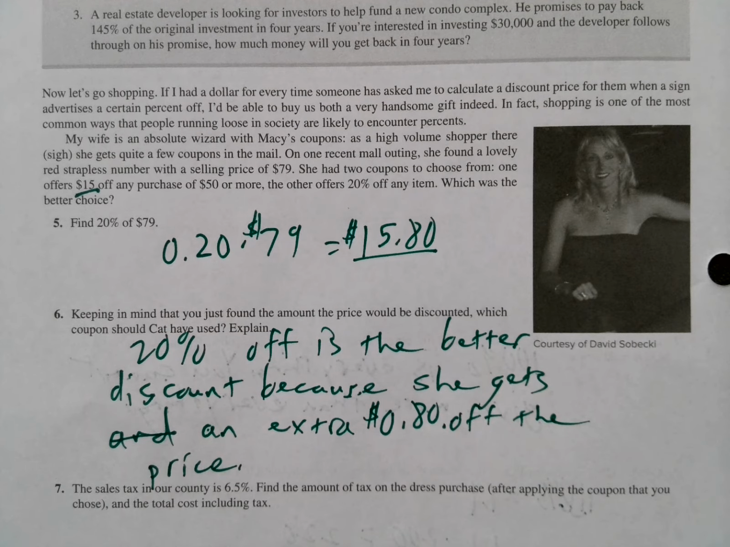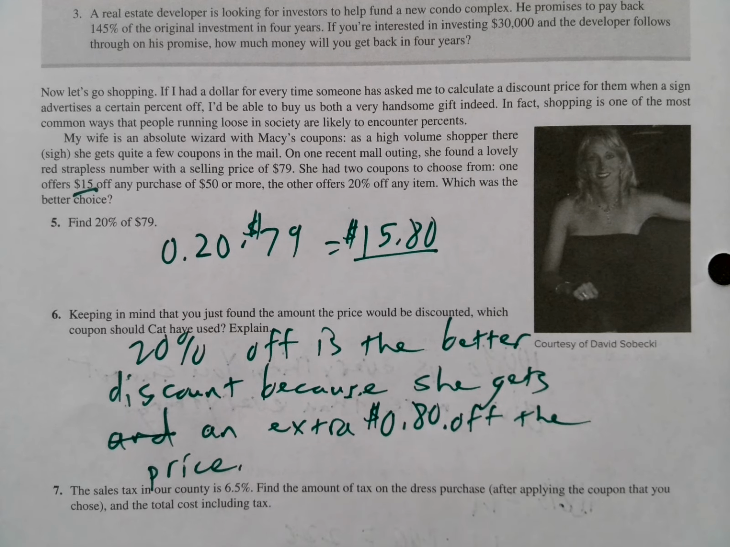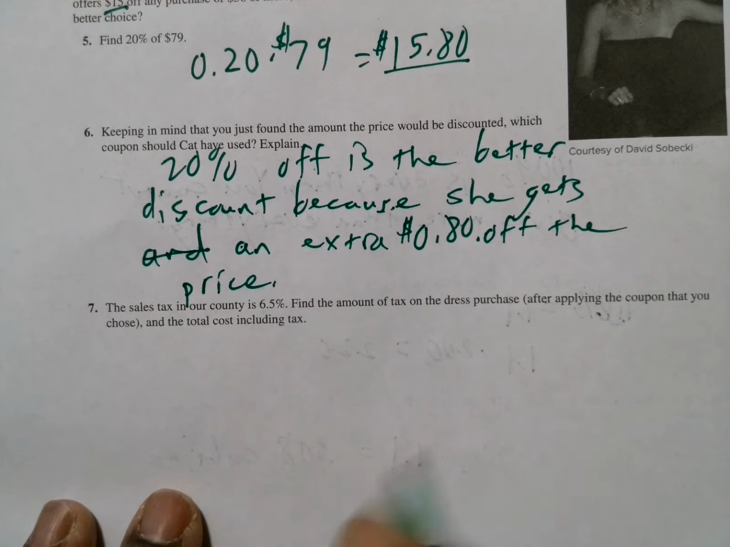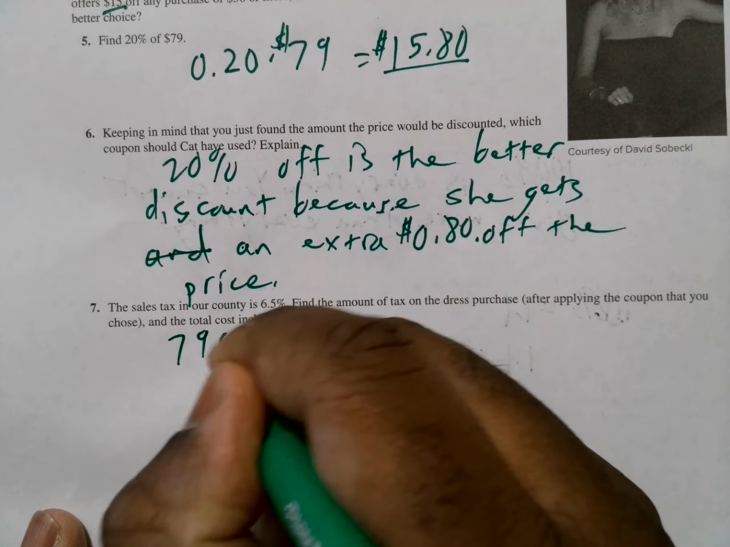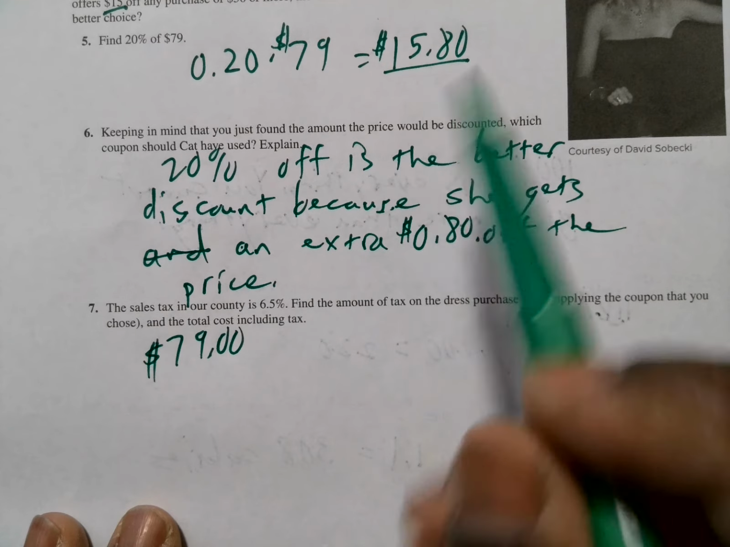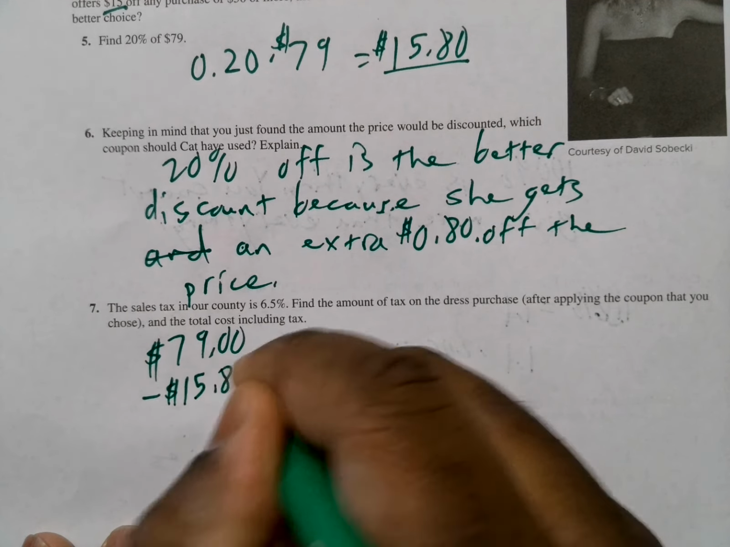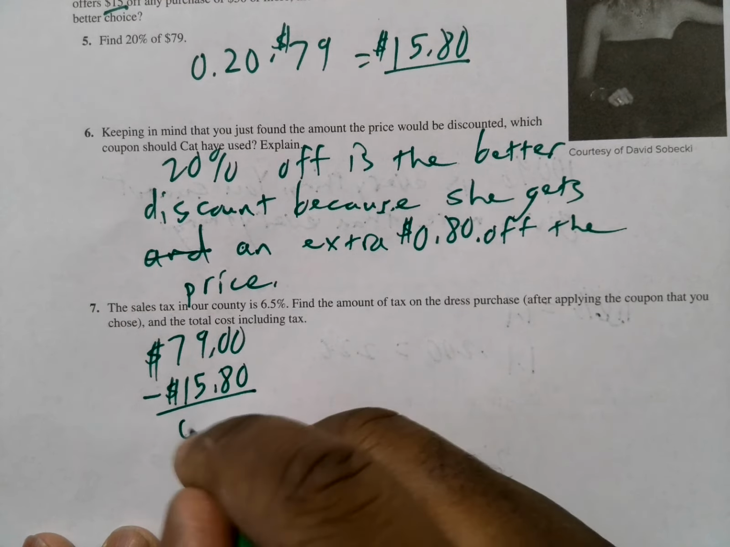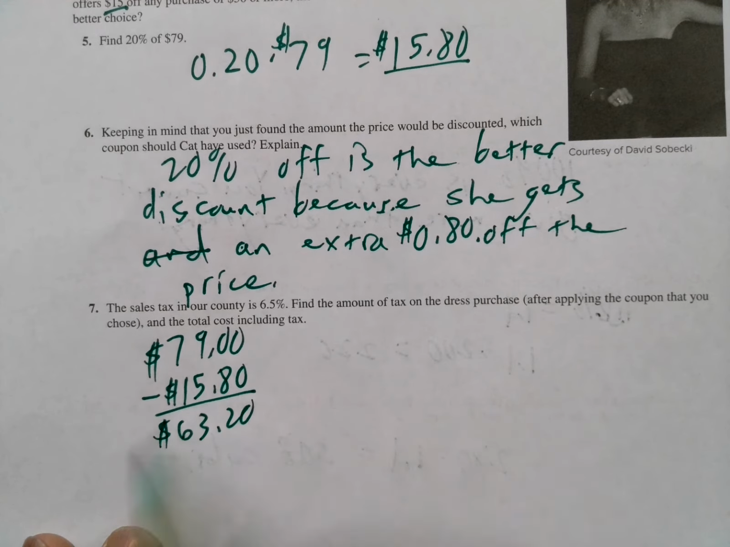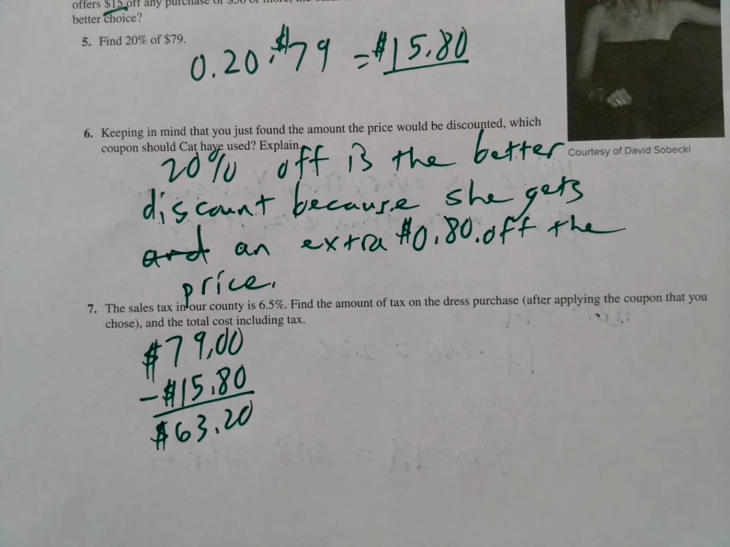Okay, number 7. The sales tax in our country is 6.5%. Find the amount of tax on the dress purchased after applying the coupon that you chose and the total cost including tax. Okay, now, with number 7, first thing we would do is take our $79 and subtract our discount. We chose the 20% off, so we would subtract the $15.80, which would give us $63.20.